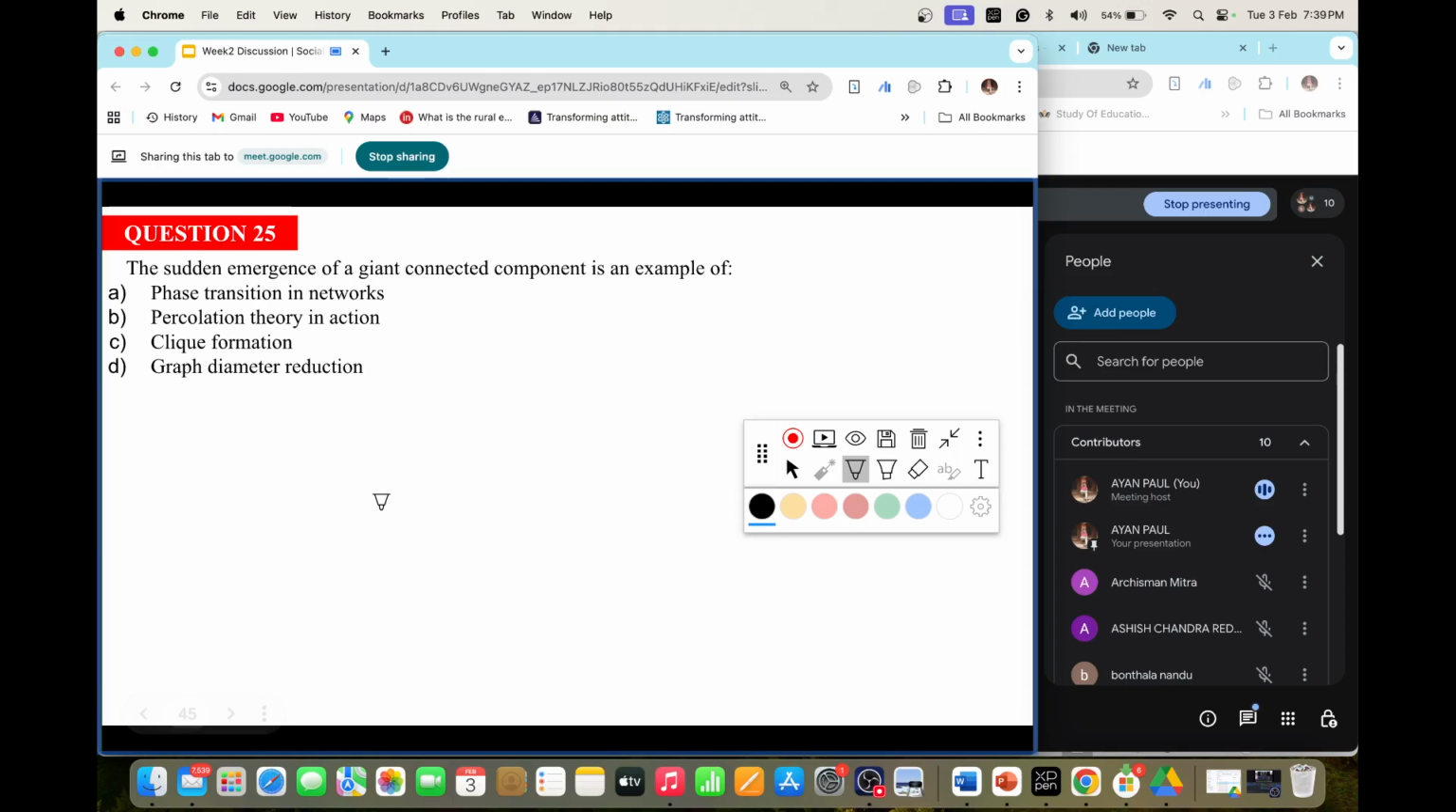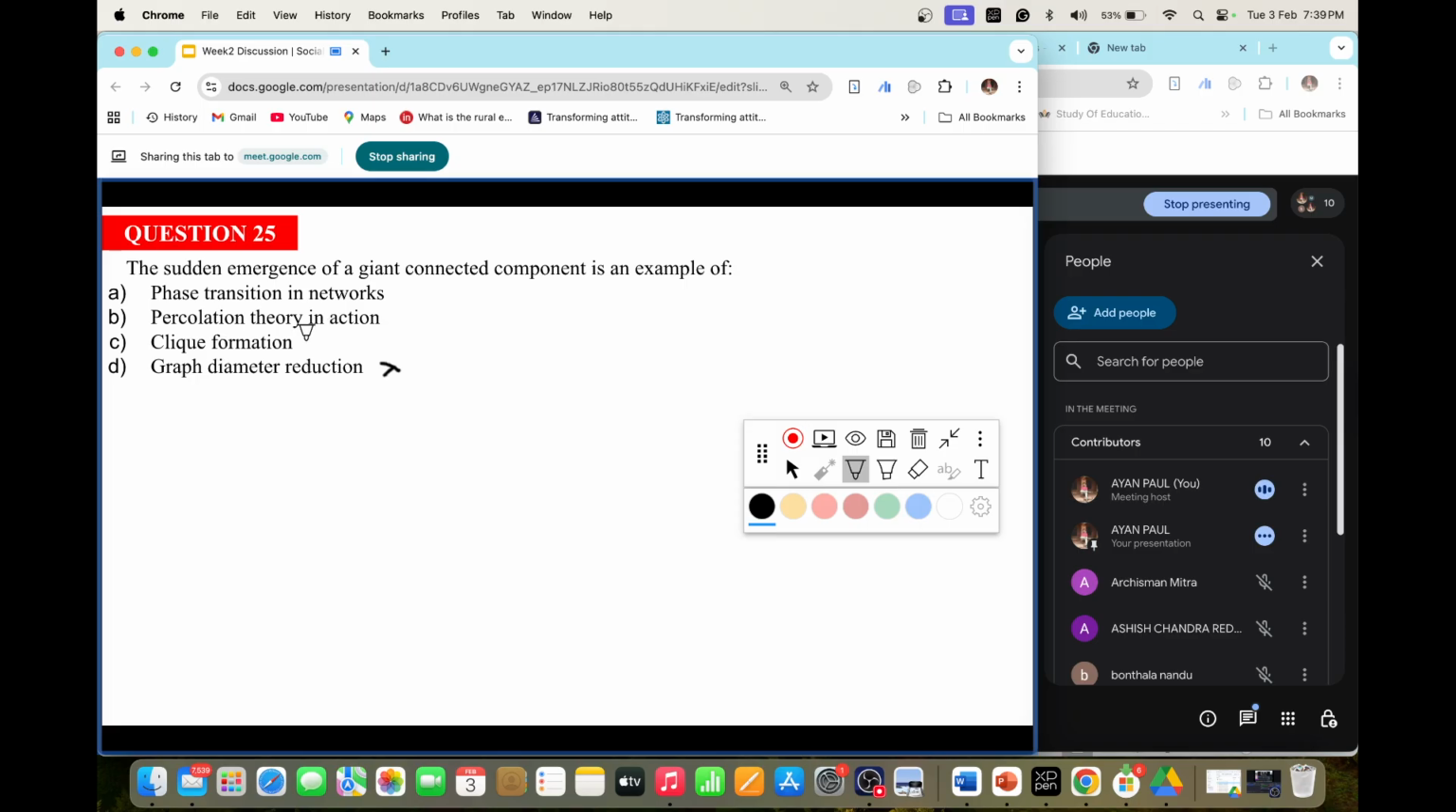Question number 25. The sudden emergence of a giant connected component is an example of: phase transition in networks, percolation theory in action, clique formation, or graph diameter reduction. Graph diameter reduction is definitely false, because graph diameter will increase, not decrease.